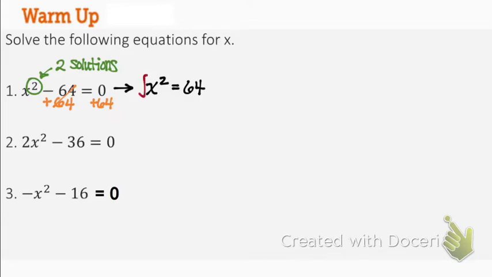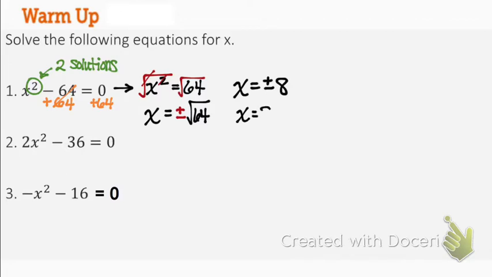Square root it. If you do it to one side, we got to do it to the other side. But we said we're going to get how many answers? 2. One that is positive, and the other one is negative. So plus or minus the square root of 64? 8. So x is equal to plus or minus 8. X is equal to 8, or x is equal to negative 8. There's my 2 answers.